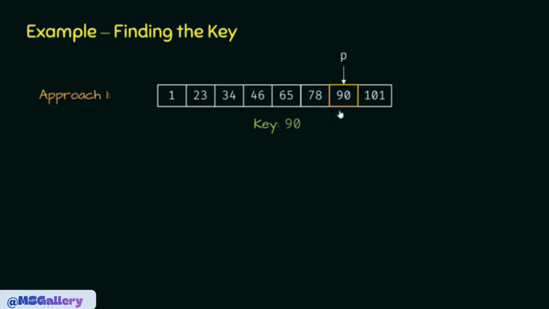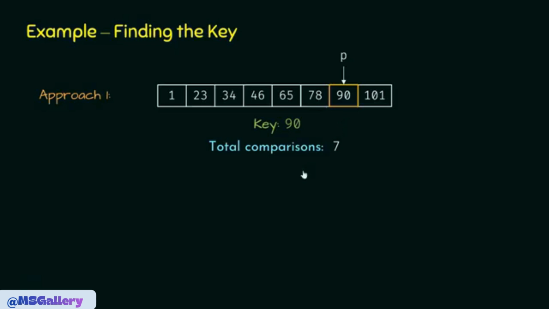How many comparisons did we take? A total of 7 comparisons: 1, 2, 3, 4, 5, 6, 7. So the total number of comparisons is 7. That many comparisons we took to find whether the key is available in the list or not. So this is approach number 1. This is not the only approach. There is a smarter way to find a specific key in a list.